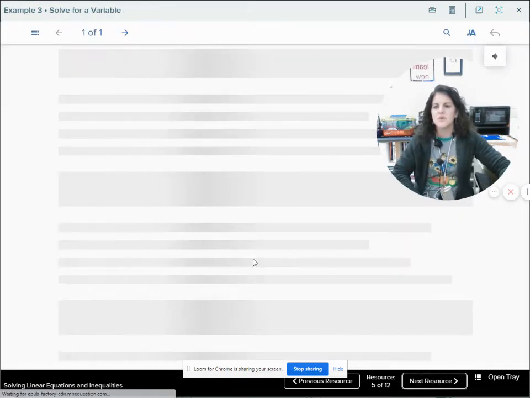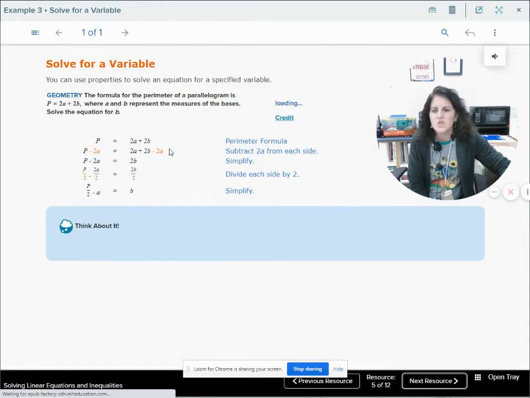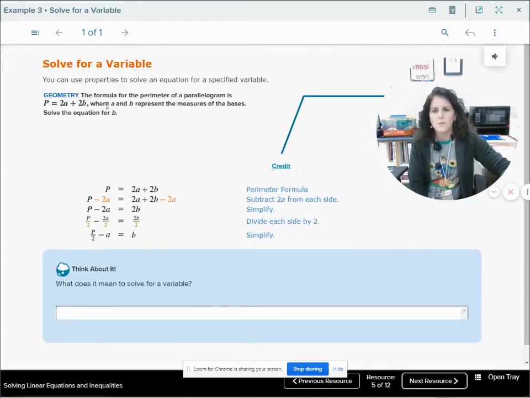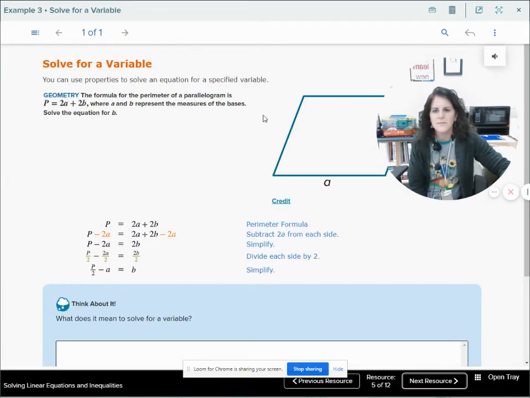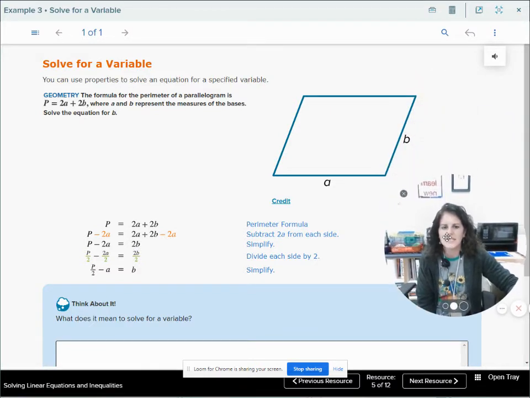Example 3, moving right along. We're solving again for a variable. We've got the perimeter formula of a parallelogram, and it is 2 times A plus 2 times B. Remember, perimeter is just adding all the outside edges together. And since it's a parallelogram, we know that these 2 sides are the same and these 2 sides are the same. Hence, they say 2 times A plus 2 times B.